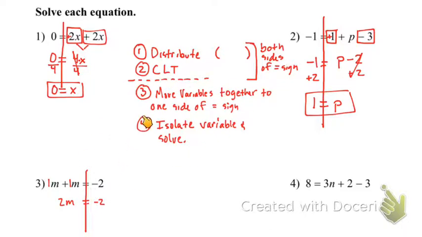Step 4, I want to isolate the m, which means I have to get rid of the 2, and we know that the 2 is multiplying. And the opposite of multiplication is division. So what you do to one side, do to the other. m is going to equal -1.